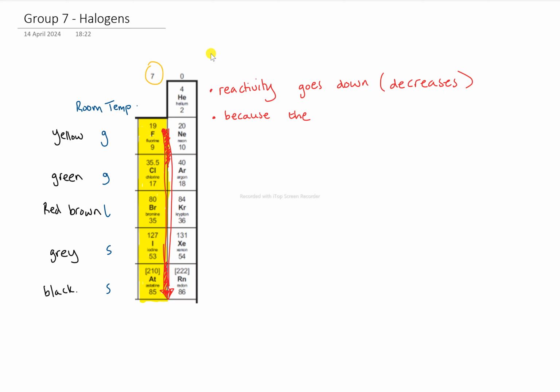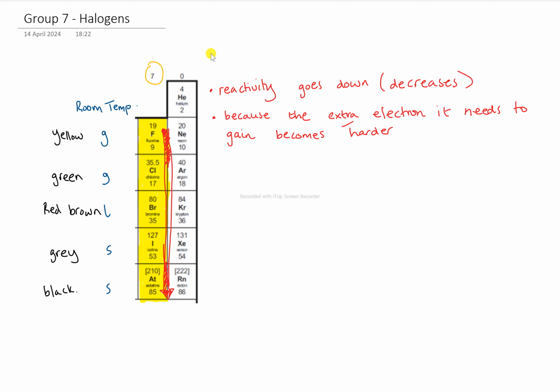Because the extra electron it needs to gain becomes more difficult, becomes harder, because there's less of an attraction, because it's further away. How should we do it?